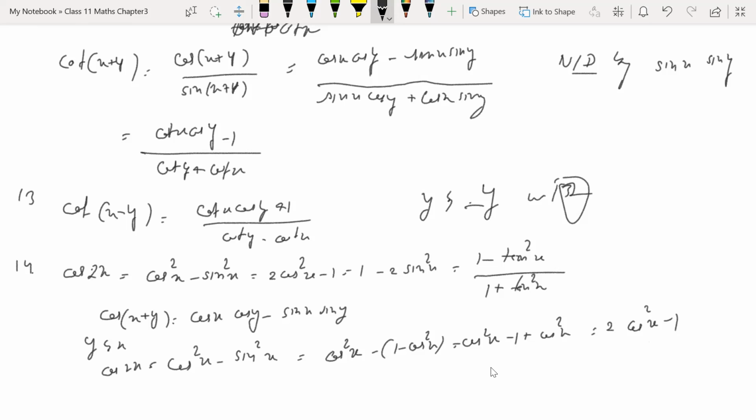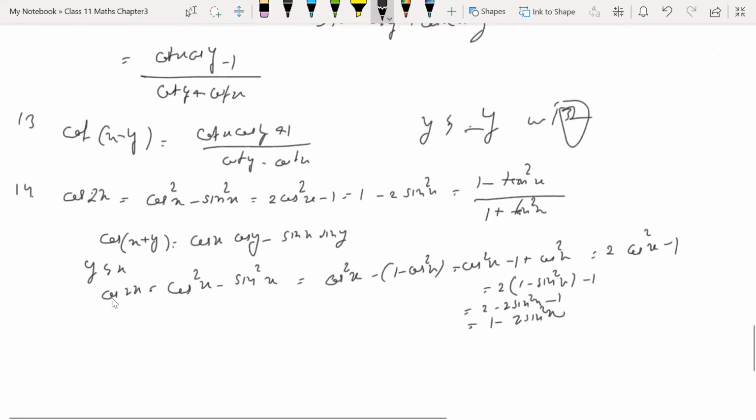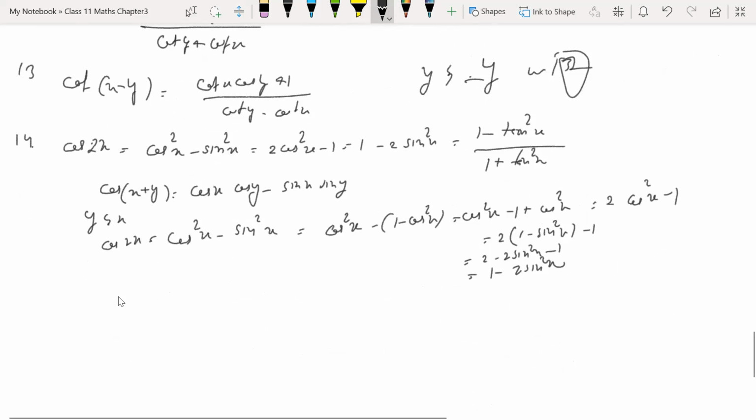If you put cos square x as 1 minus sin square x, then it becomes 2 minus 2 sin square x minus 1, and again it is 1 minus 2 sin square x. So cos 2x is this, and similarly we can prove for others also.